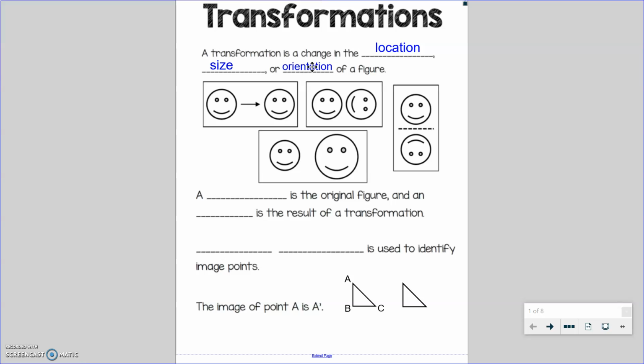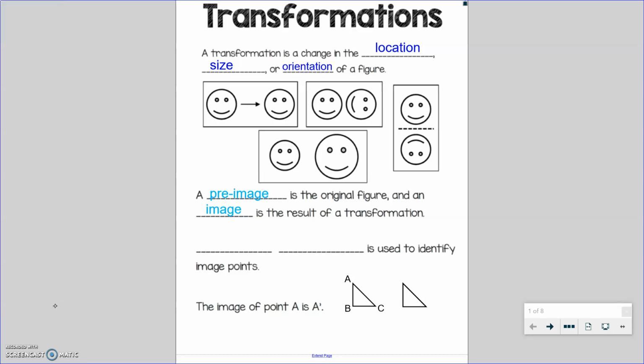Okay. There are four different types of transformations. You have a translation, a dilation, a reflection, and rotation. But before we get started with that, today we're going to learn about translations, but we're also going to learn how to identify an original image and the new image. So, a pre-image is the original figure, and an image is the result of a transformation. So, your pre-image is the original, and your image is the new.